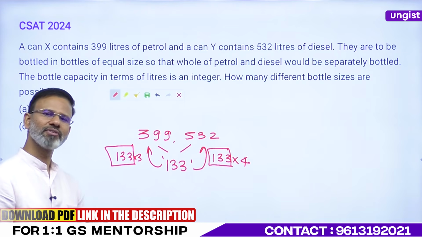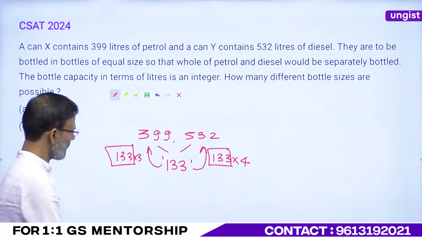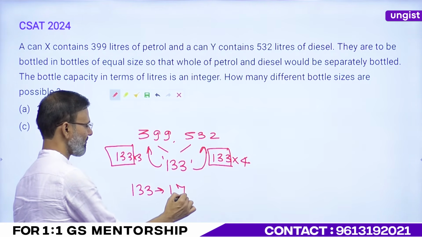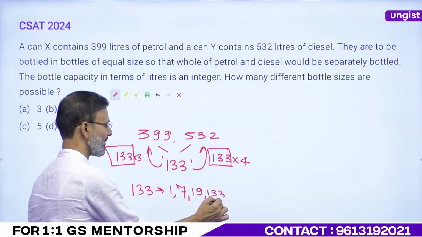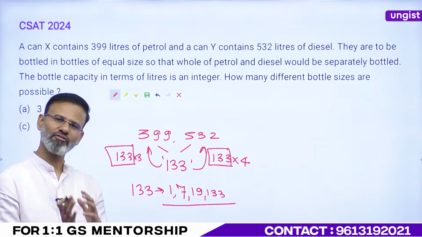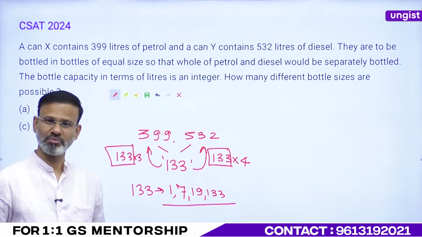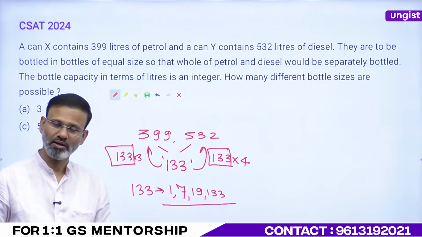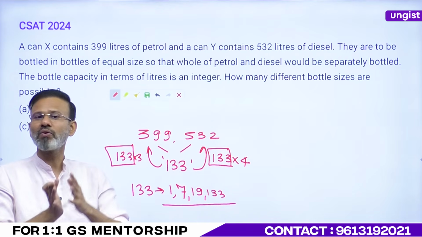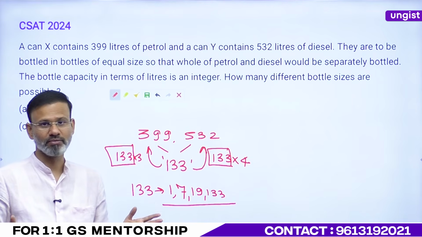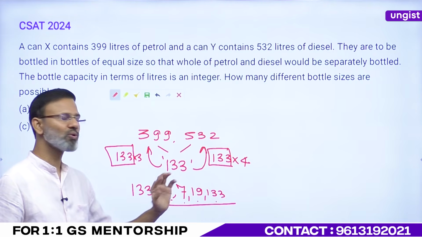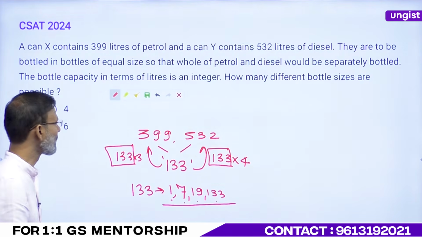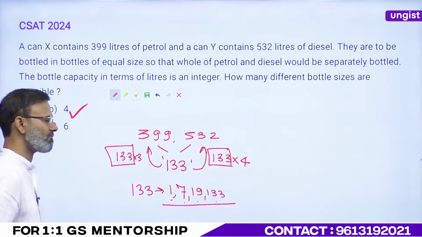Okay. So now question is saying how many different sizes of bottles are possible. So this is what? This is the factors of 133. So 1, then 7, then 19 and 133. This question is saying how many different sizes of bottles are possible. So here you have to consider 1 also. Because in the last question they were saying 1 should be the remainder. But here nothing should be remainder. All the petrol and all the diesel should be bottled. So nothing is remainder. So that's why all the 4 sizes are possible. Either it is 1 liter or 7 liters or 19 liters or 133 liters. All right. So the correct answer is 4, everybody.